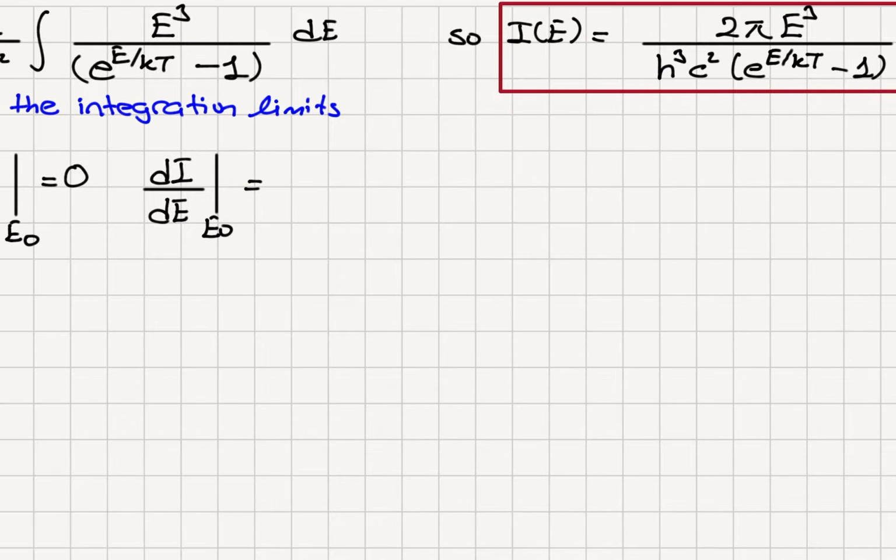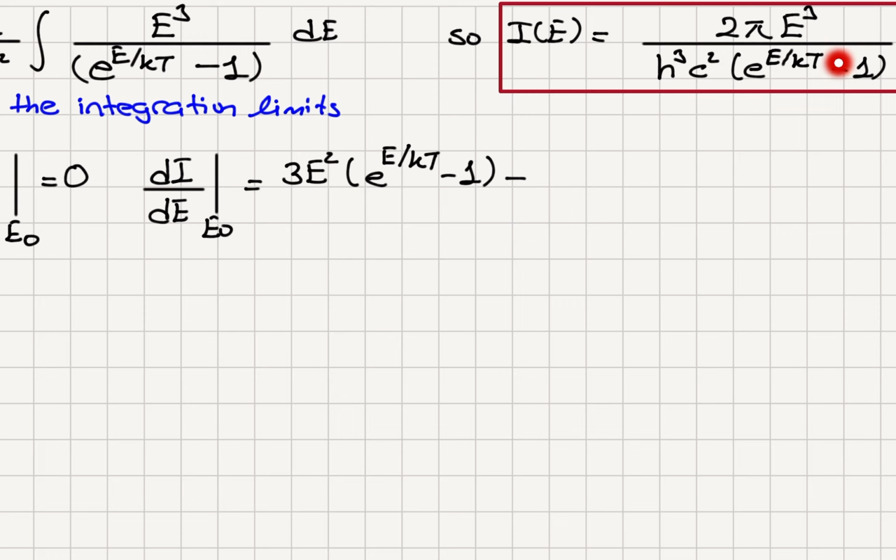So we have the derivative of the top multiplied by the bottom. The derivative of e cubed is 3e squared, multiplied by the bottom exponential e over kT minus 1, minus the derivative of the bottom multiplied by the top. The derivative of the bottom is 1 over kT, because it's exponential e over kT.